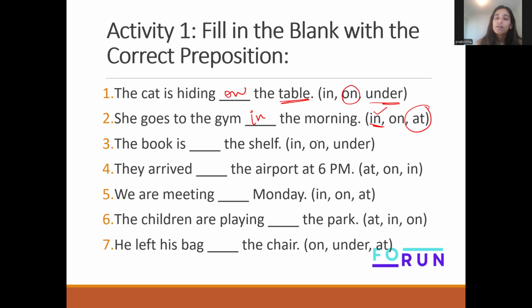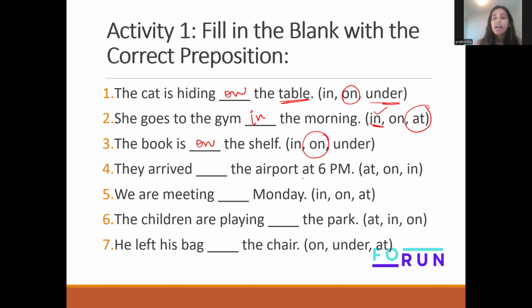The book is dash the shelf. It could be "in" if that shelf has some space where you can put the book inside the shelf, "on the shelf," or "under the shelf." It can be under the shelf depending on the location, but the most suitable answer is "on."